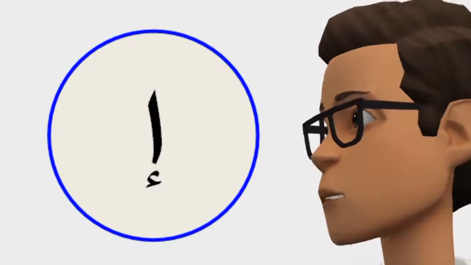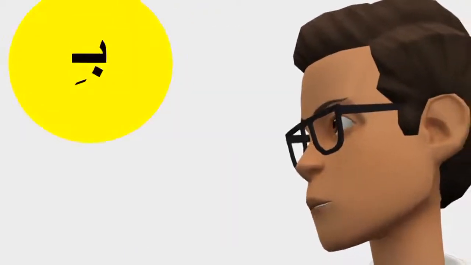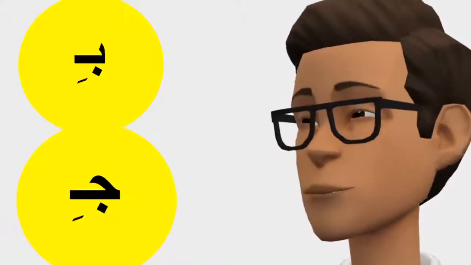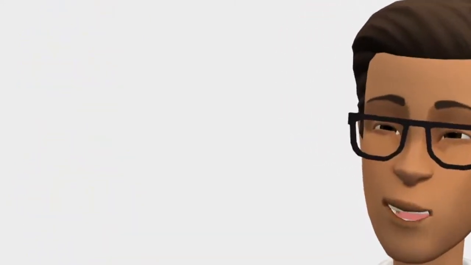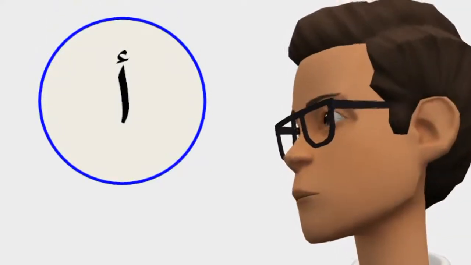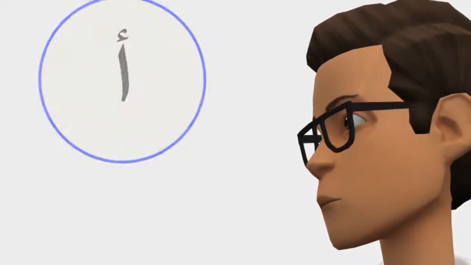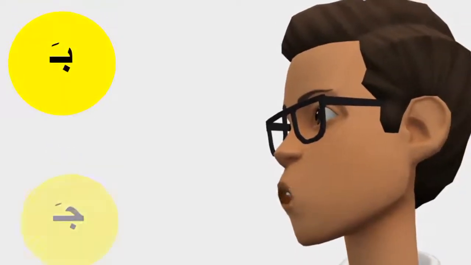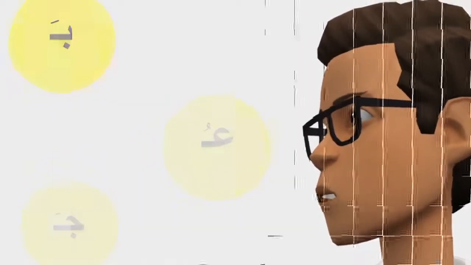Hamza below alif. This hamza is followed by the short vowel kasra. We will speak about short vowels and long vowels in another lesson. Hamza above alif. This hamza is followed by the short vowels fatha or damma.